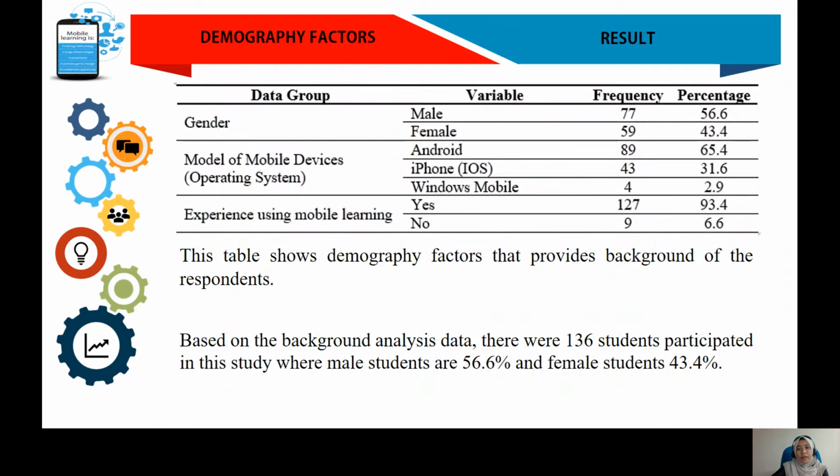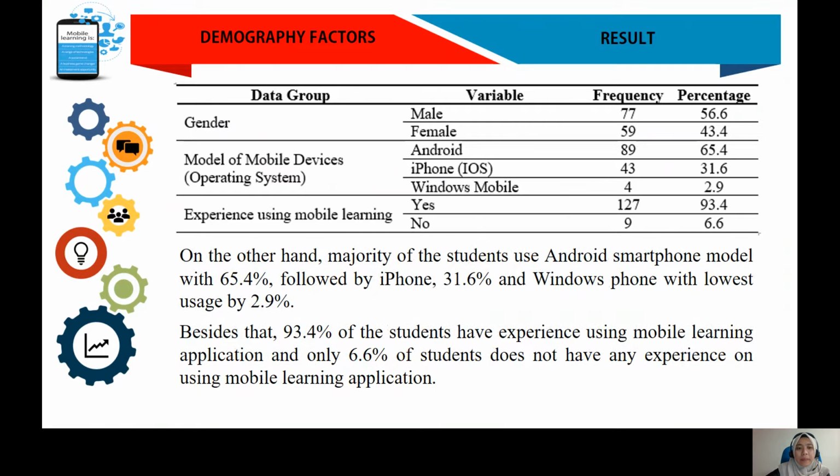This table shows demographic factors that provide the background of the respondents. Based on the background analysis data, there were 136 students who participated in this study, where male students are 56.6% and female students 43.4%. On the other hand, the majority of the students use Android smartphone models with 65.4%, followed by iPhone 31.6%, and Windows Phone with the lowest usage at 2.9%. Besides that, 93.4% of the students have experience using mobile learning applications, and only 6.6% of students do not have any experience using mobile learning applications before.